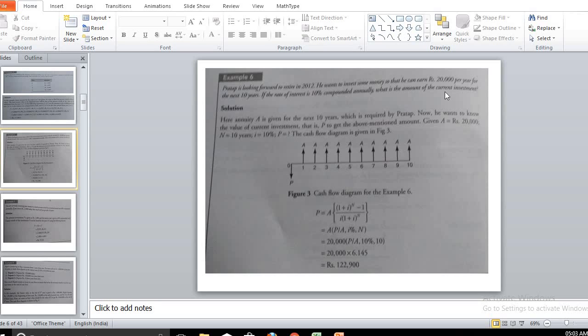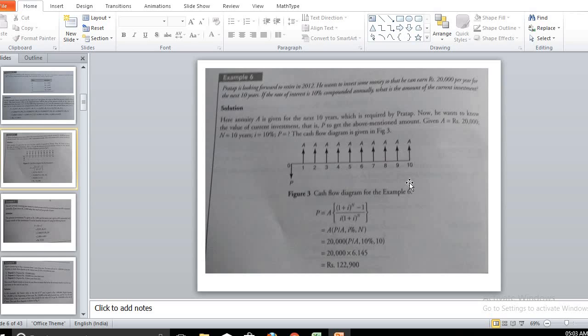So now here we draw the cash flow diagram. The time period is 0 to 10 years, and each year he requires some annuity. How much should he invest initially so that he will get a fixed amount of annuity each year?